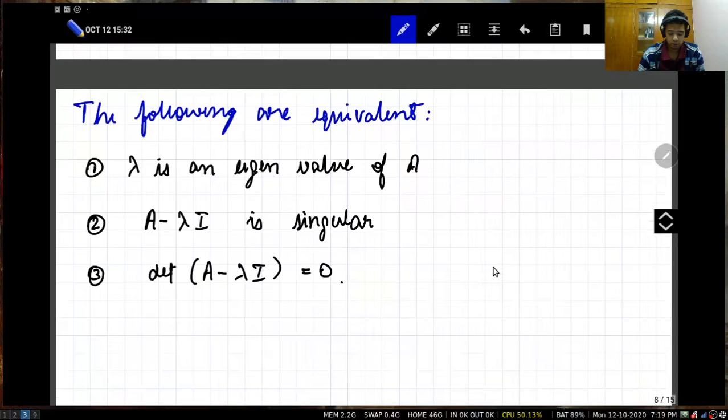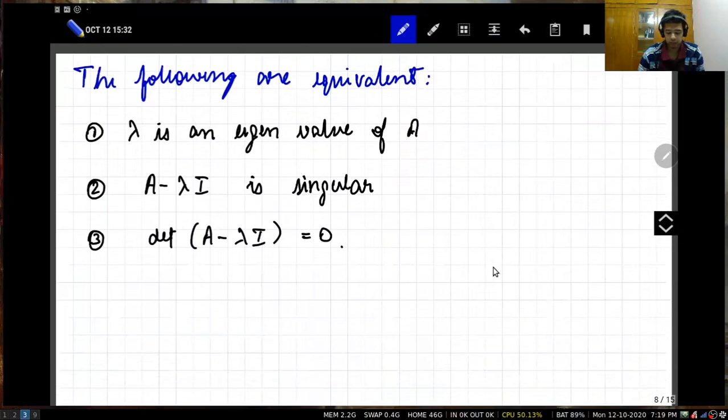Okay. So now let's see some properties of eigenvalues and eigenvectors. I claim that these three statements that I'm going to make are equivalent. So first is that lambda is an eigenvalue of A. Second statement is that the matrix A minus lambda times I is singular. And the third statement is that the determinant of A minus lambda I is equal to 0. So I want you to pause this video and try to prove this set of statements yourselves.